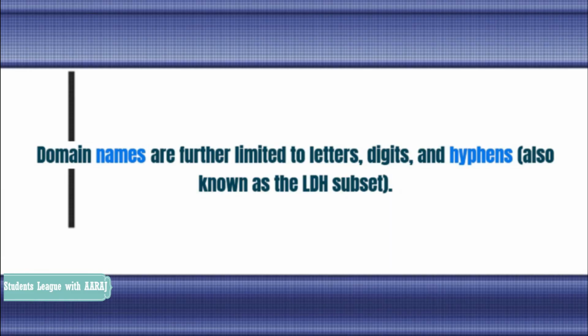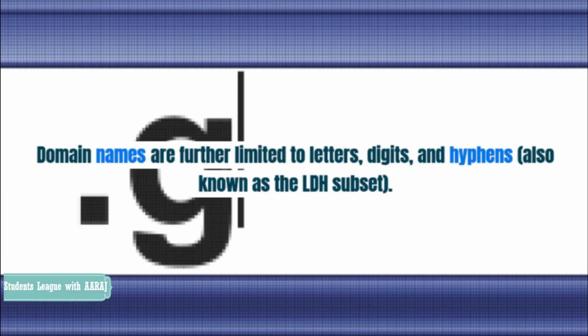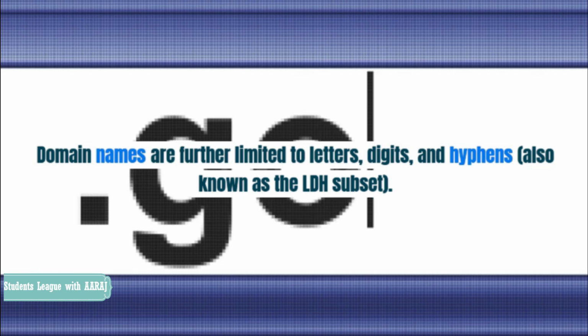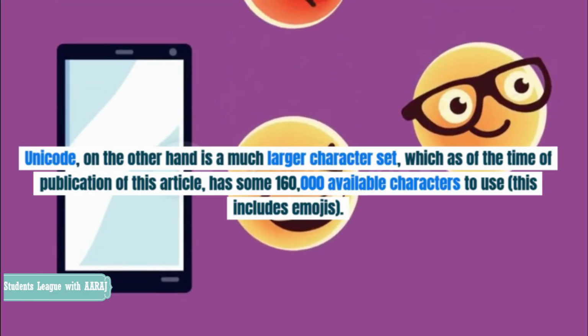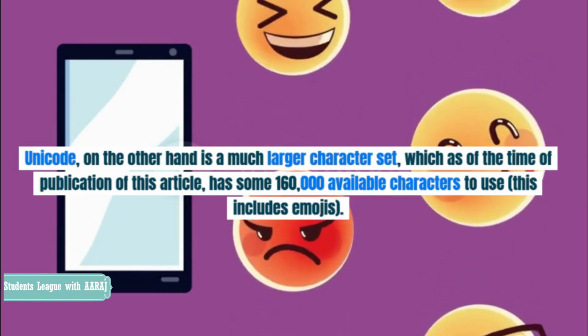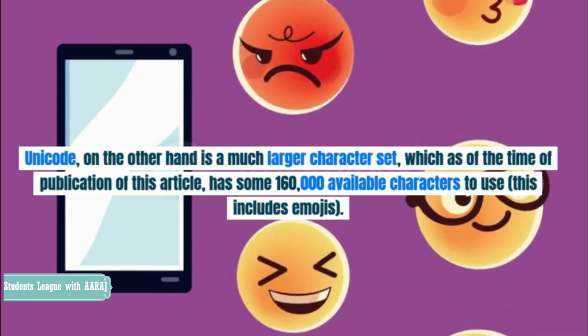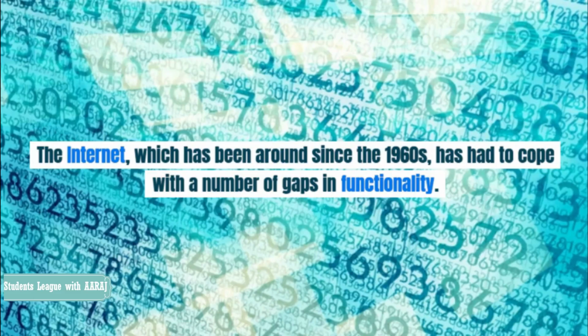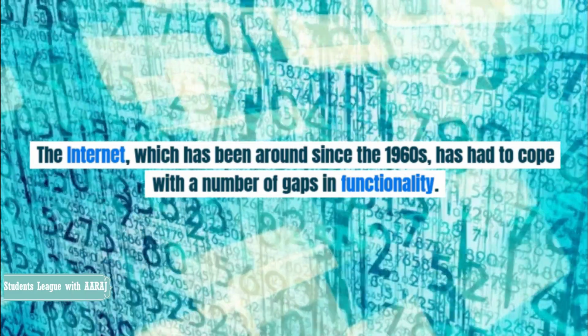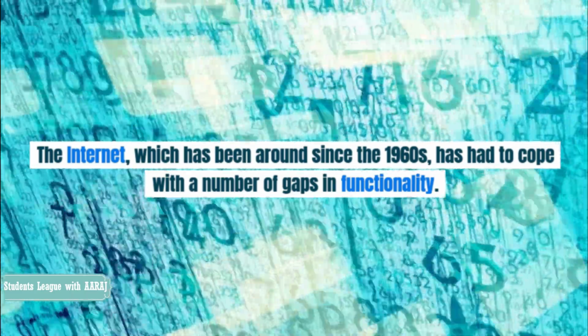Domain names are further limited to letters, digits, and hyphens, also known as the LDH subset. Unicode, on the other hand, is a much larger character set, which as of the time of publication of this article, has some 160,000 available characters to use. This includes emojis.